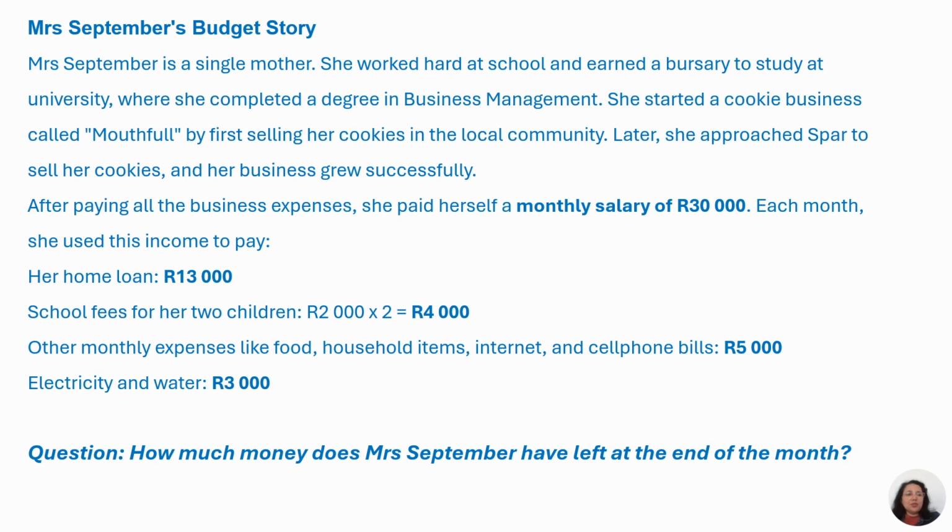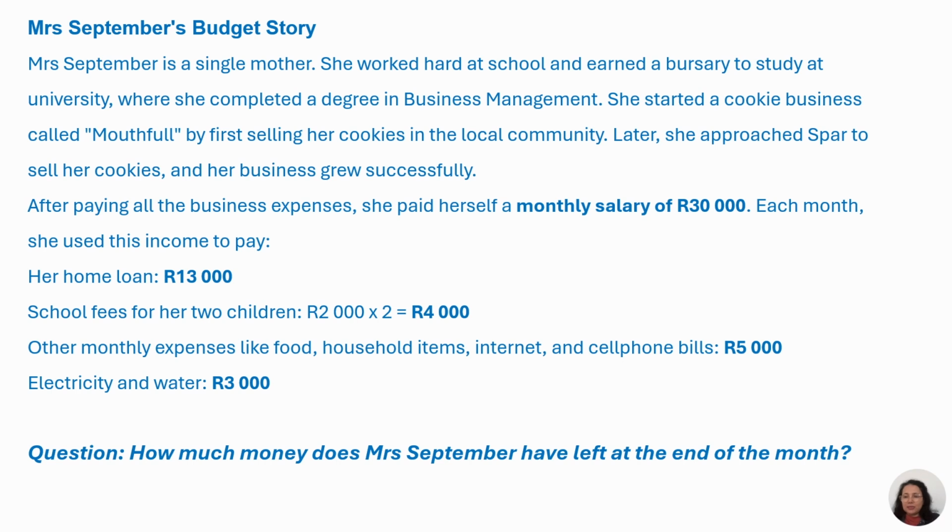Now, Mrs. September's story, she was also a single mom and she also has two children, but she worked hard at school. And because she worked hard at school, she obtained a bursary and she went to university and she got a degree in business management. So she decided to start a cookie business called Mouthful. And she started selling it in her community first. And then later she saw an opportunity and she said, okay, now I'm going to approach SPAR to help me grow my business.